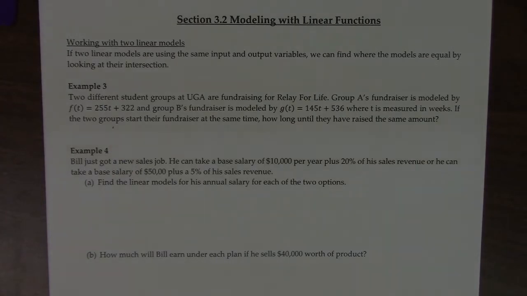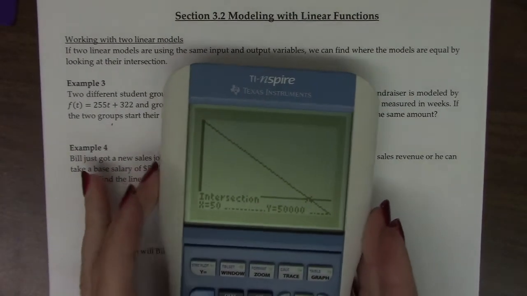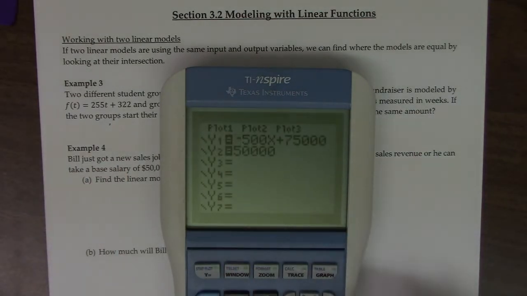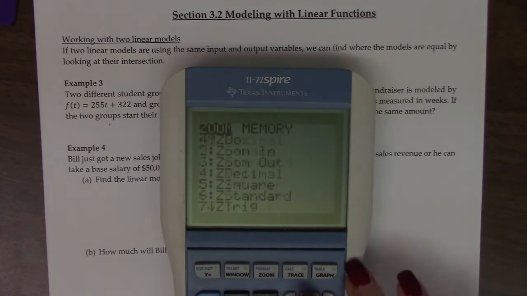So if we want to know when they have the same amount of money, we can do that by finding out when these functions equal each other. The way we can do this in our calculator, we've sort of been doing already. We took two different functions and we found their intersections. So let's go into our y equals, clear everything out, and in y1 we're going to put the first function in, 255t plus 322, and in y2 I'm going to put 145t plus 536.